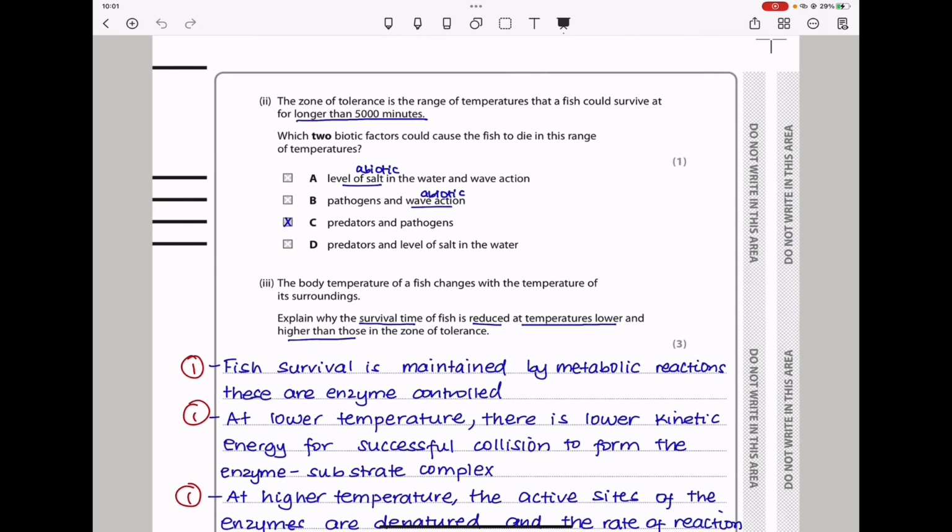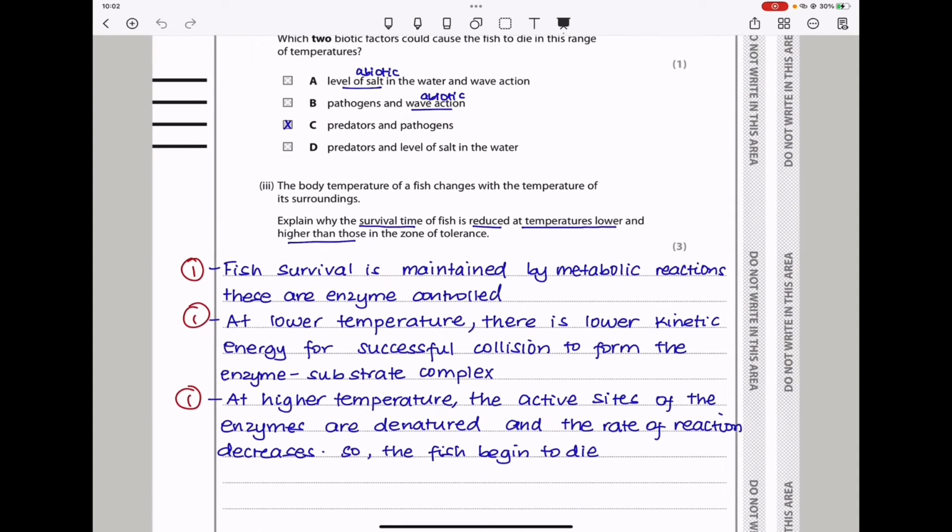The next part says the zone of tolerance is the range of temperature that a fish could survive at for longer than 5,000 minutes. Which two biotic factors could cause the fish to die in this range of temperature? This is a biotic, that is abiotic, and this one here is abiotic. So the only two biotic factors are predators and pathogens. So C is going to be our answer.